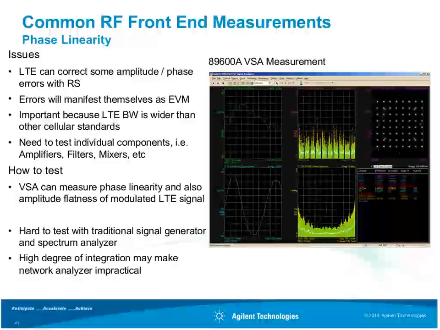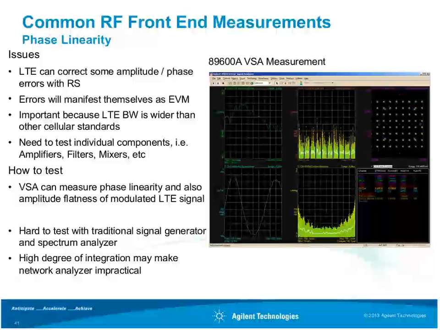Now, the receiver can do some of this correction itself, but in order to do this, you're relying on the receiver to do this with the reference signal, and that can degrade the signal to interference plus noise ratio, or the SINR. And so the way the receiver front end can be tested for amplitude flatness and phase linearity is by stimulating it with an LTE signal and then demodulating it.